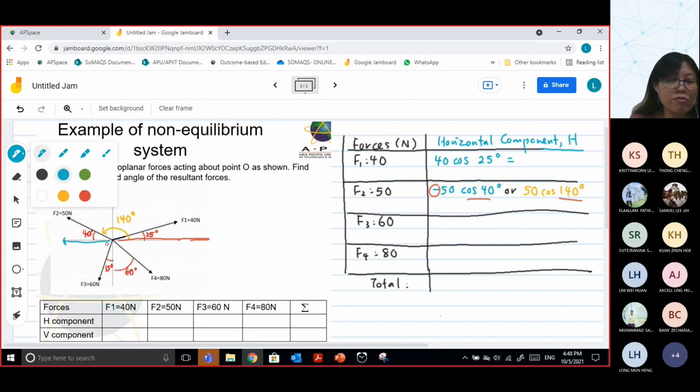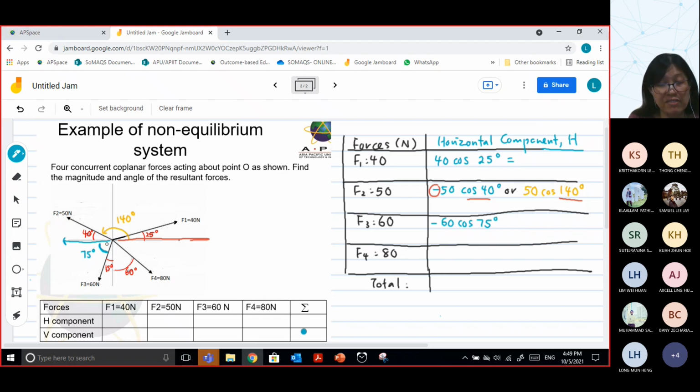When it comes to F3, F3 is 60 Newton. If I want to use the basic angle, I cannot take 15. I have to take this angle. So 90 degree minus 15 is actually 75. And you can see the horizontal component for F3 is pointing to the left. So it will be negative 60 cos 75. Okay, negative 60 cos 75.